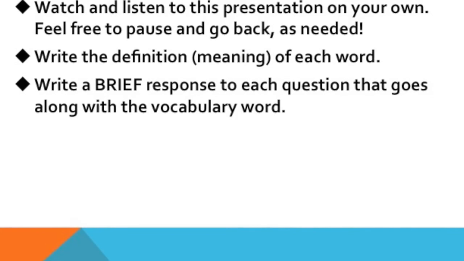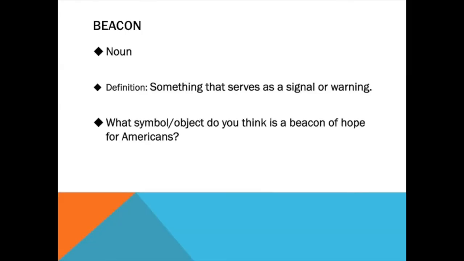Let's go! Our first word is beacon, which is a noun when you use it in a sentence. Remember that a noun is a person, place, thing, or idea. In this case, beacon is usually a thing, but sometimes it's used a little abstractly and is an idea. Either way, it's a noun when it's used in a sentence. The definition of beacon is something that serves as a signal or warning.